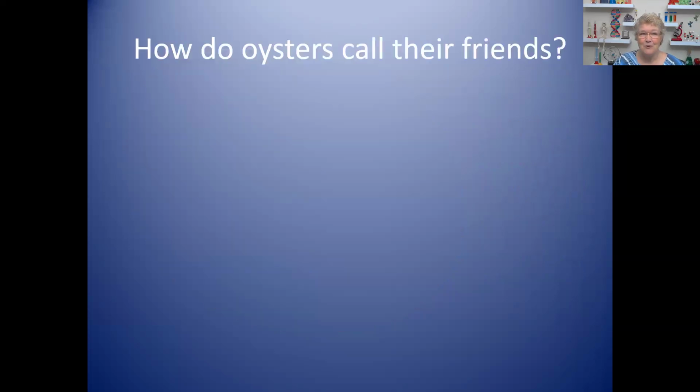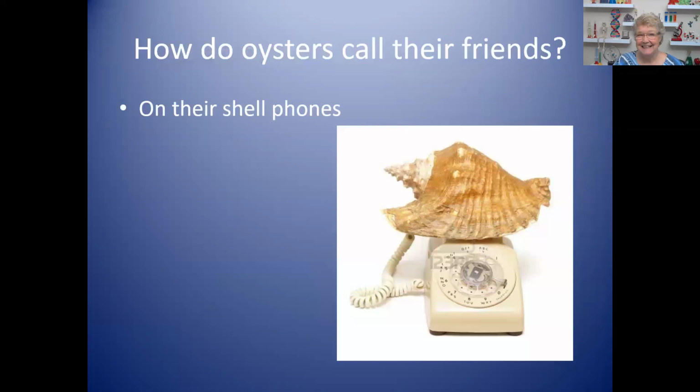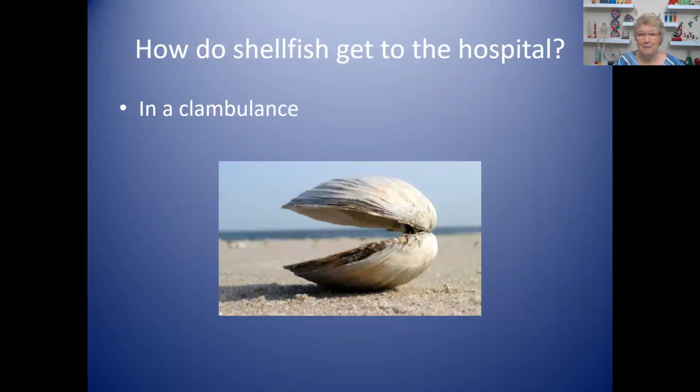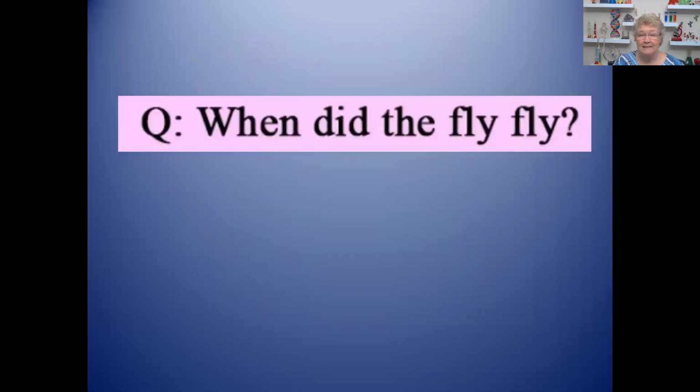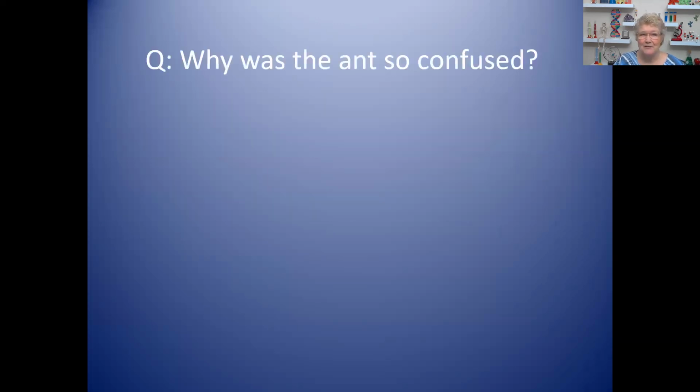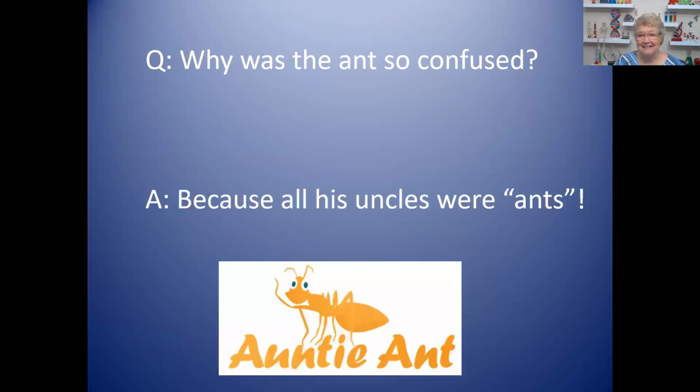All right. How about this one? How do oysters call their friends? On their shell phones. How do shellfish get to the hospital? In a clambulance. And when did the fly fly? When the spider. Finally, why was the ant so confused? Because all his uncles were ants. Ha ha ha. All right.